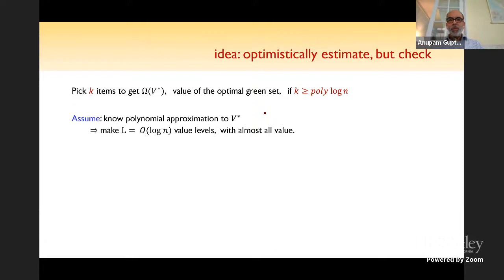So good. Again, I know a polynomial approximation to this value. And as before, I'm going to just make log n value scales with almost all the values sitting in these log n value scales.